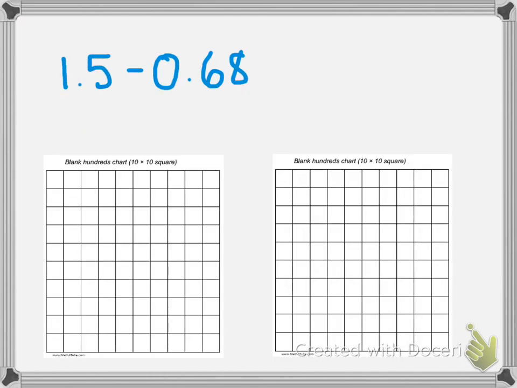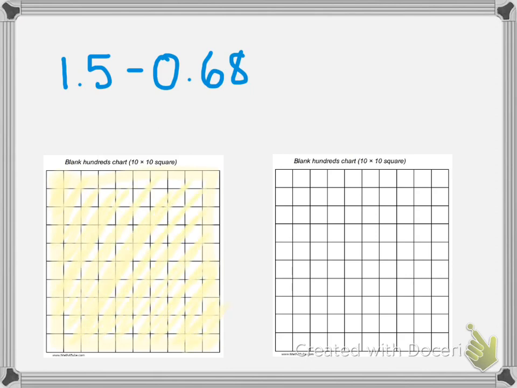And our final example shows how you're going to solve a problem where your first number is greater than 1. So the first thing is, if it's greater than 1, you color in a hundredths chart for each number greater than 1. So in this case, I have 1. So I'm going to color in 1 whole hundredths chart. And then 5/10, so 5 columns.